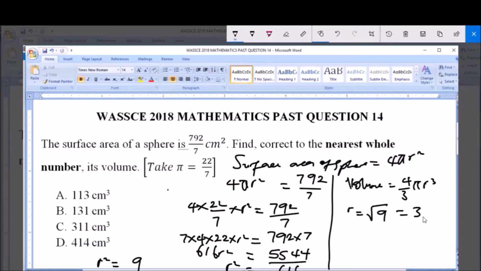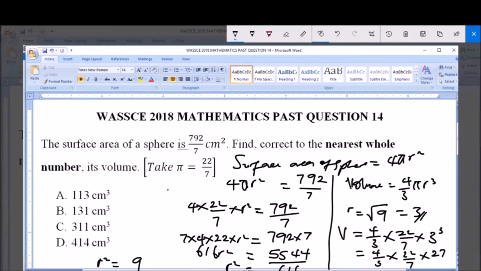Now from this, since we've gotten the r, we can now find the volume of this sphere. So volume V is equals to 4 all over 3 multiplied by 22 over 7 multiplied by 3 cube, and this is equals to 4 all over 3 multiplied by 22 over 7 multiplied by 27.